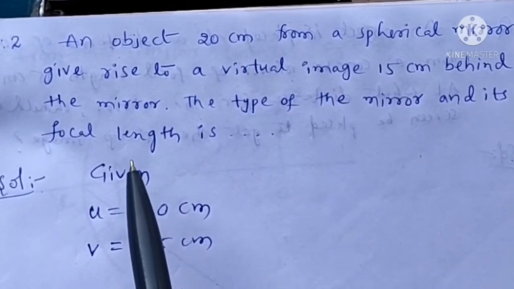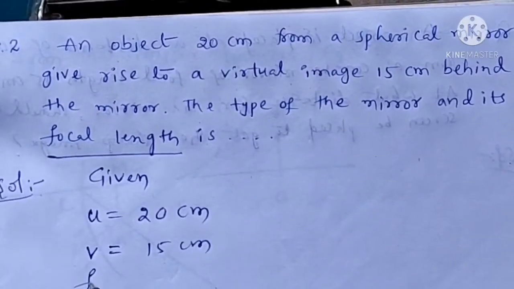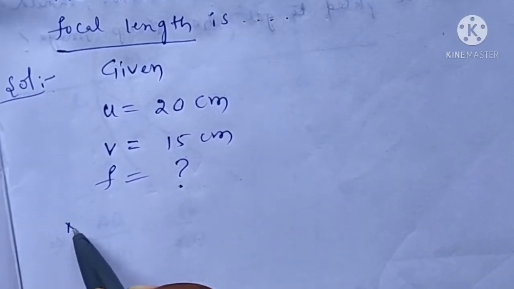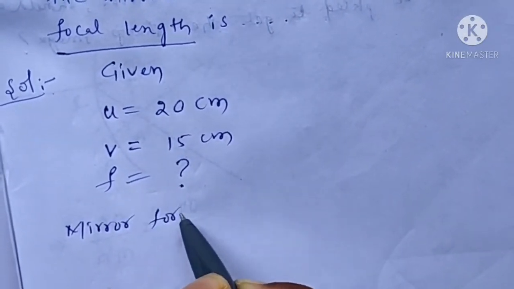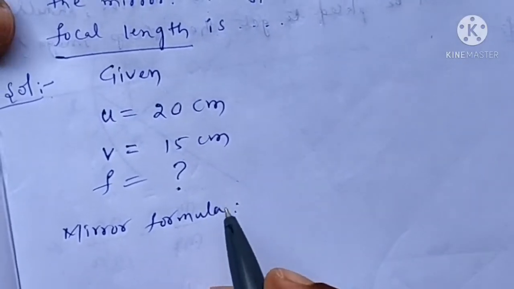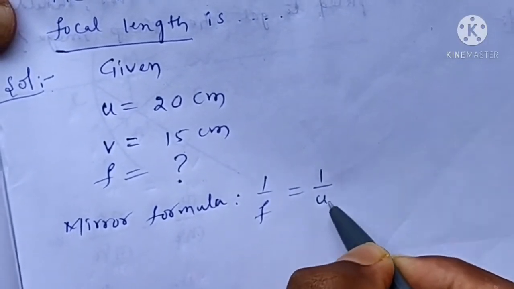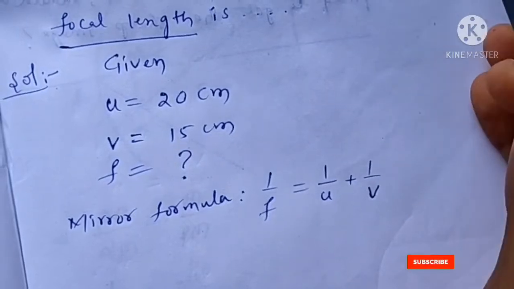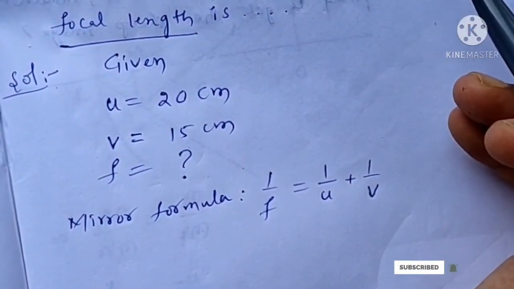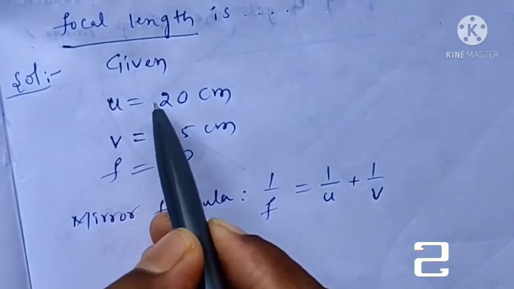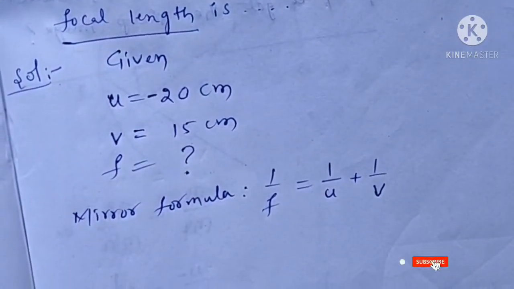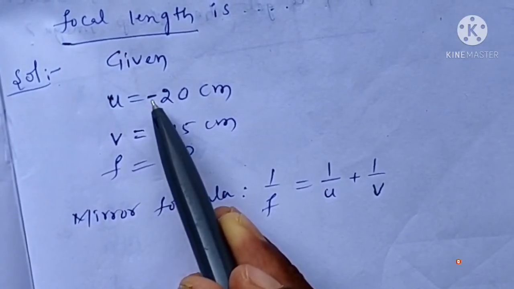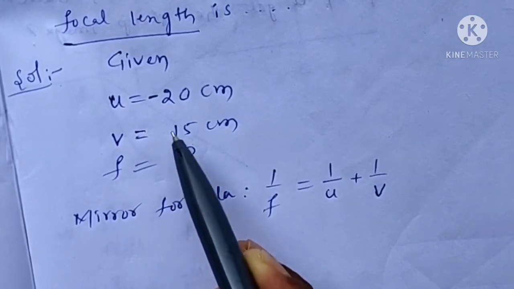What we have to find? The type of the mirror and the focal length. So f is equal to how much? Using the mirror formula, what is the mirror formula? Yes, you are right, 1 by f is equal to 1 by u plus 1 by v. We don't know which mirror it is, we have to find it. Object distance is always negative for any mirror, whether it is concave or convex. Image distance may be positive or negative.